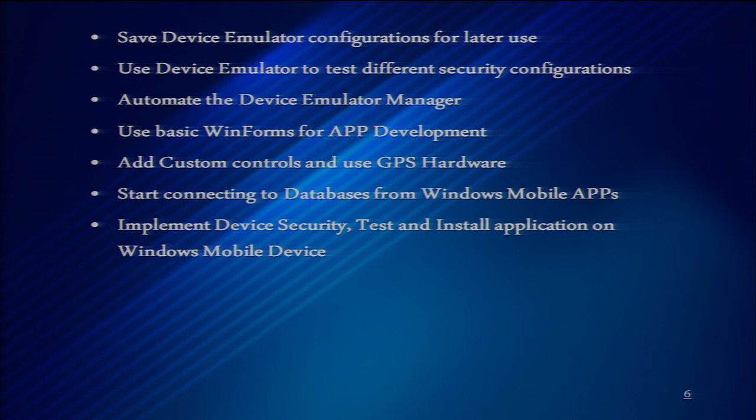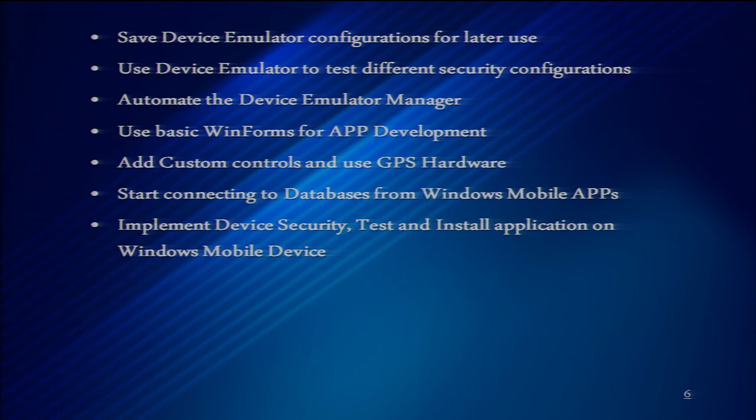Use the device emulator to test different security configurations. Security is very important and your mobile app is expected to meet the security standards that are laid out by the corresponding mobile operating system's manufacturer. If not, you will not be able to publish your mobile app on the corresponding device. Then automate the device emulator manager. Use the basic WinForms for the mobile app development for Windows Mobile. Then add the custom controls and use GPS hardware.